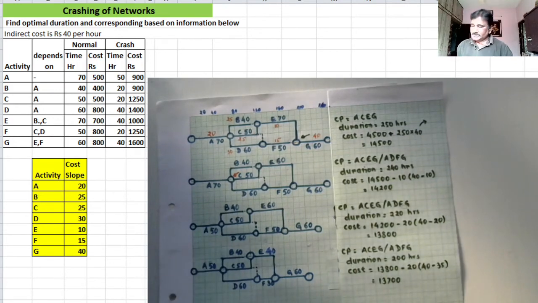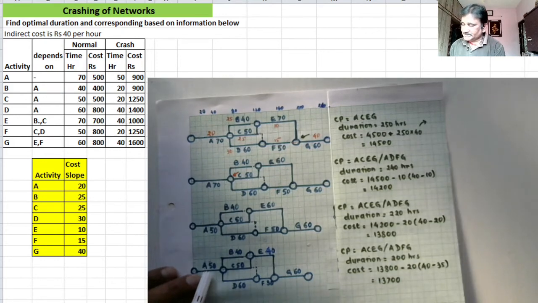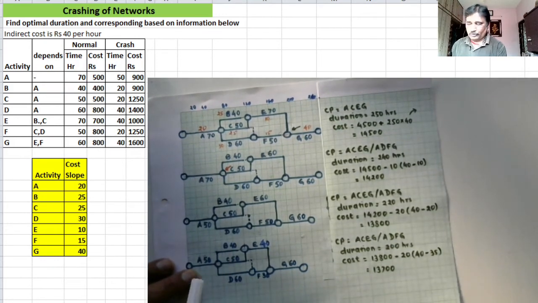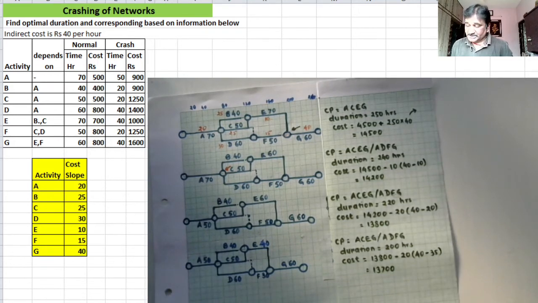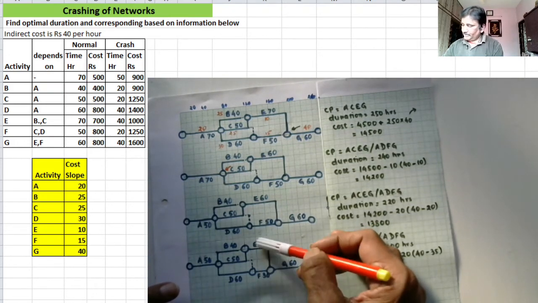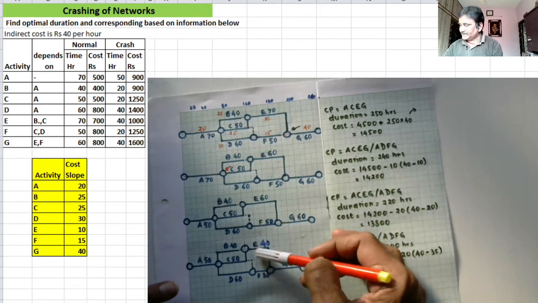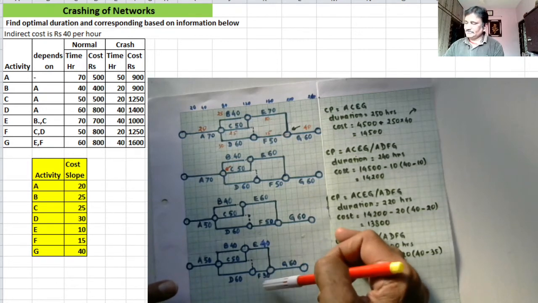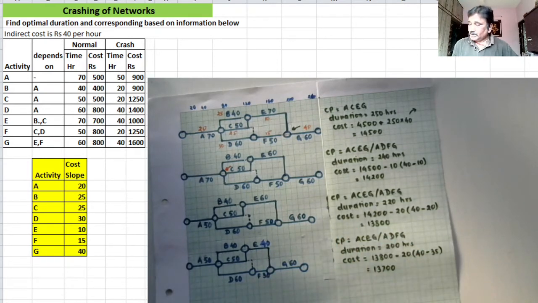Once again, now this is completely crashed. B, you won't be crashing. C, you may crash. And D, you may crash. That we'll be seeing later. Now, activities E and F are active in this time zone on the time scale.